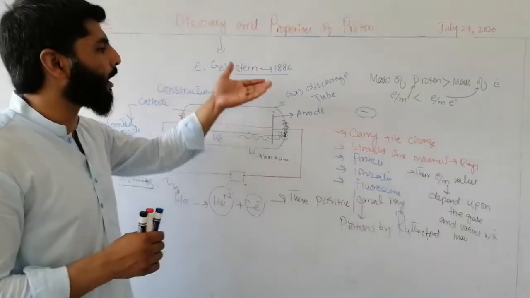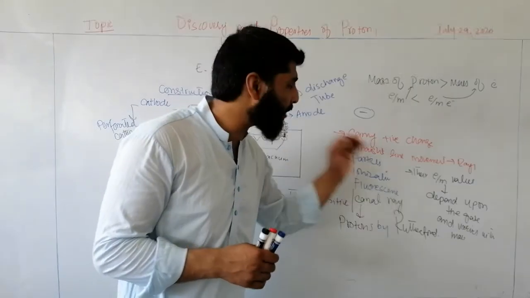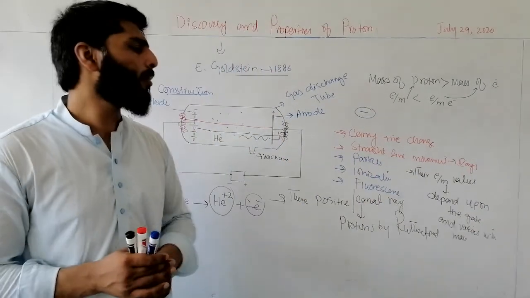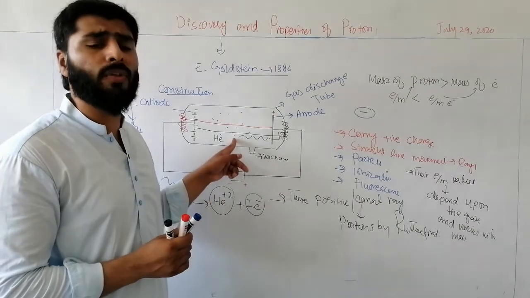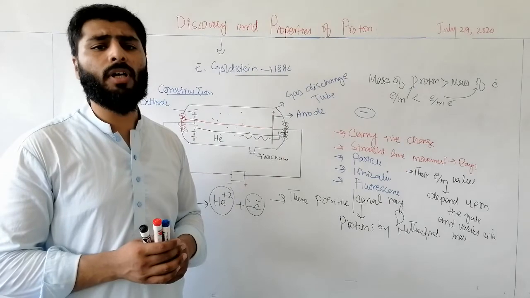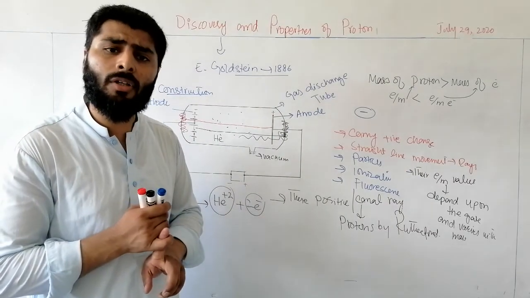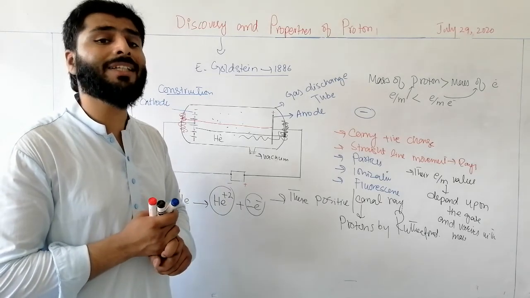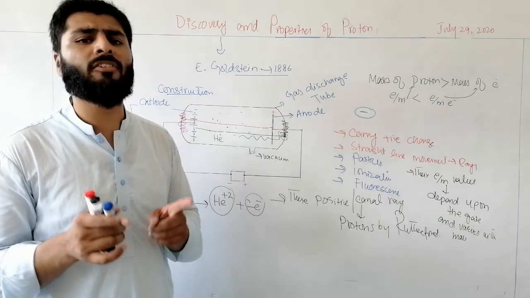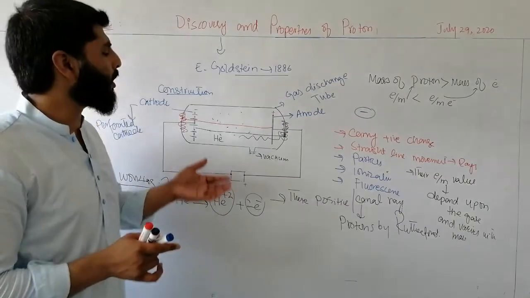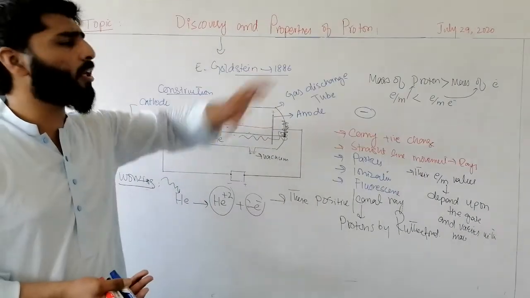So we can say that they can produce fluorescence, they carry positive charge, they travel in a straight line, they behave both as rays and particles, and their charge to mass ratio is dependent upon the nature of the gas. So with the change in gas, charge to mass ratio will also change, and their charge to mass ratio is smaller than the electrons, but hydrogen has the highest charge to mass ratio among all the positive particles. So students, this is the discovery and properties of positive rays or protons.